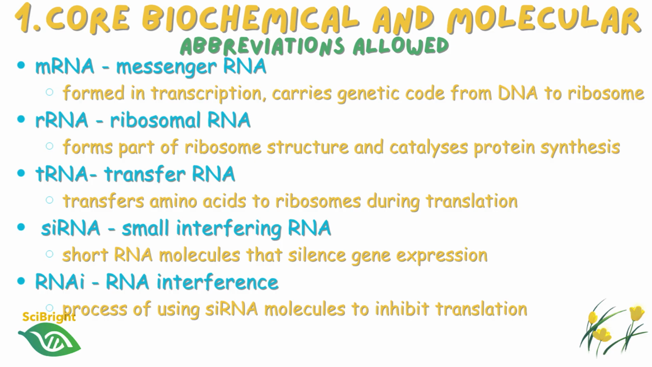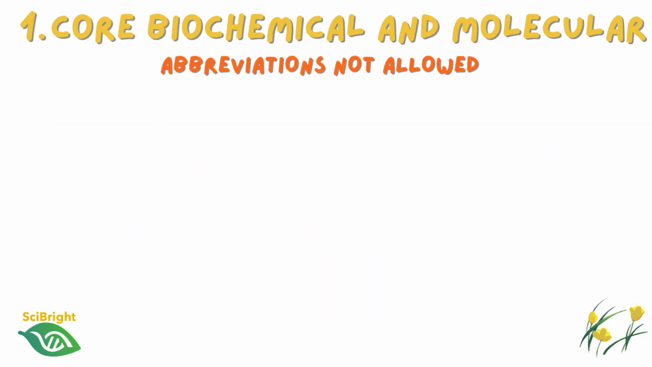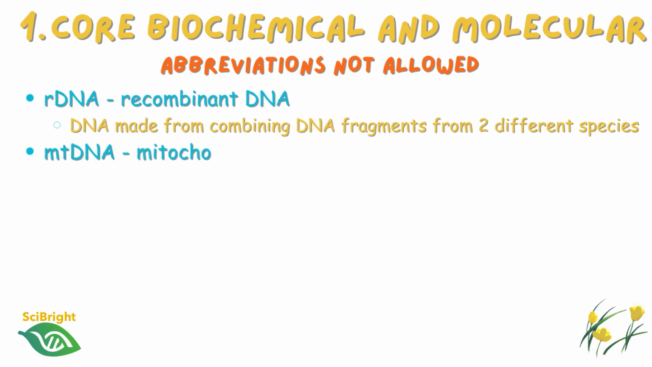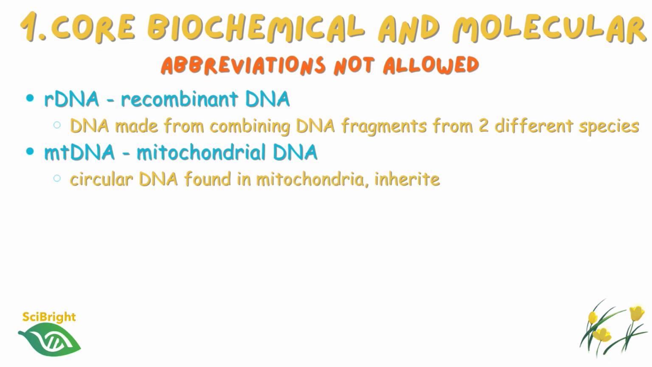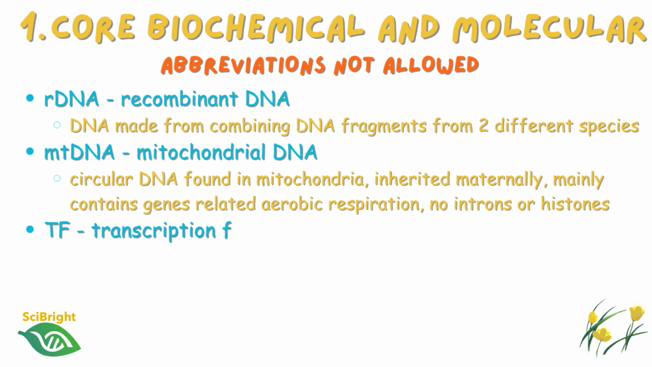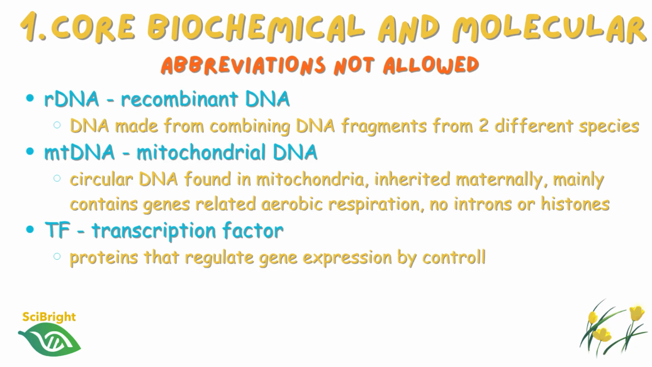Now we'll move on to those not on the official list and must be written out in full. We'll start with rDNA, our recombinant DNA. Remember, this is DNA made from combining DNA fragments from 2 different species, and the word species is really important when giving this definition. mtDNA for mitochondrial DNA is not allowed. Remember, mitochondrial DNA is circular DNA found in mitochondria, inherited maternally, with no histones or introns.